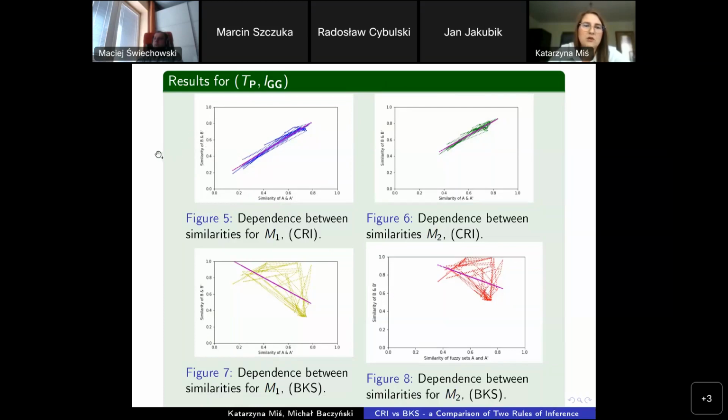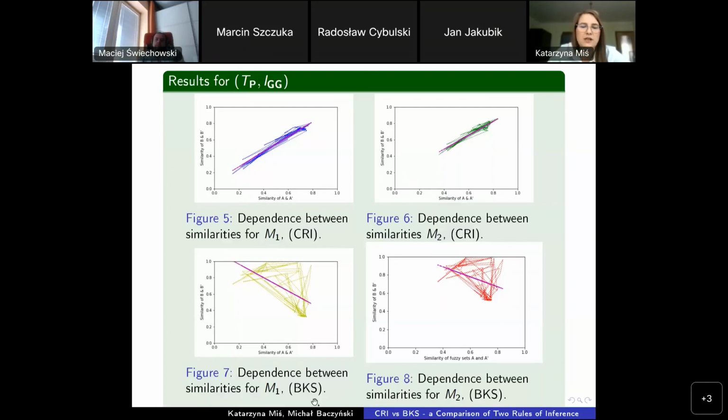So B prime will be the output pixel, which is obtained from our rule of inference. And as you can see on figures 5 and 6, no matter which similarity function we use, M1 or M2, we can say that if the similarity of A and A prime is growing, then the similarity of B and B prime is growing as well. So we might say that this similarity is directly proportional.